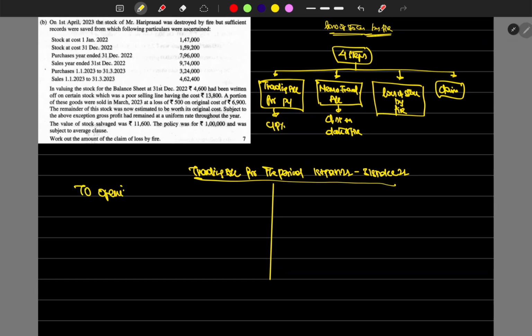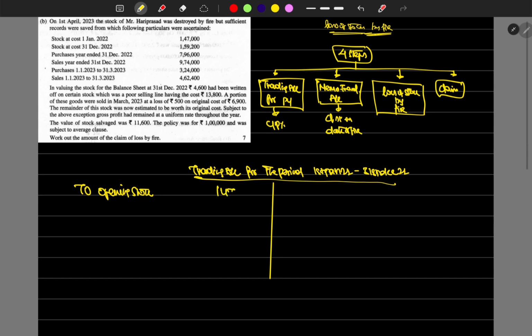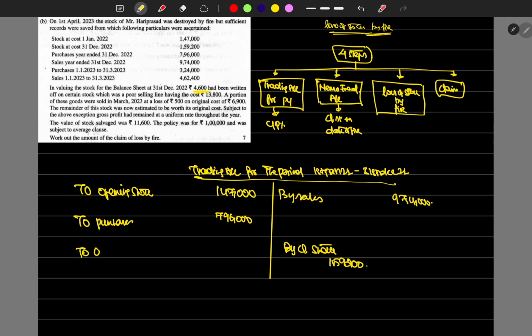To opening stock. Okay, what's the opening stock on 1st January 2022, which is 1,47,000. Okay, what's the closing stock, which is actually 1,59,200. So there is a value that we have to add; we'll add once we finish off other details also. What's the purchases? Purchases is 7,96,000. What's the sales for the period, which is 9,74,000. Okay, to gross profit carried down, that we have to find out.